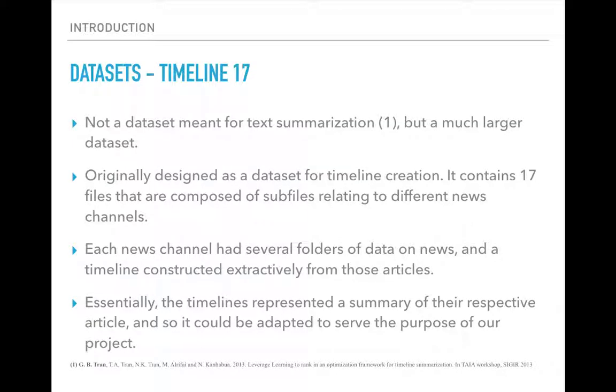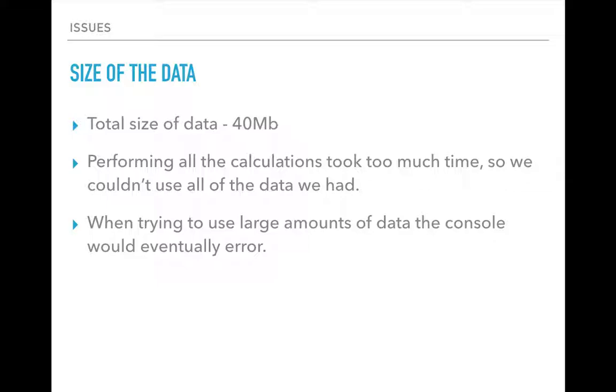The second dataset we used was called Timeline 17. It was not initially meant for text summarization, but it's a much larger dataset. It was designed for timeline creation, and it contains 17 files that are composed of sub-files relating to different news channels. Each channel has its own timeline and several folders of data on news. These timelines were extractively constructed, so essentially they represent a summary of their respective article, so it could be adapted to serve the purpose of a project.